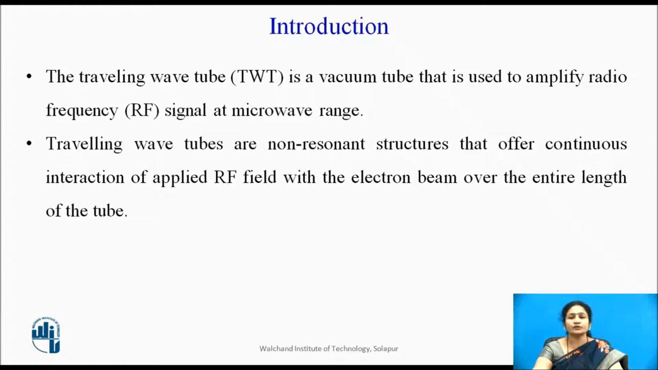In the previous video, we saw the introduction of the TWT, what the TWT is said to be, and its construction. Let us recall. The traveling wave tube is nothing but a vacuum tube which is used to amplify the radio frequency signal at microwave range, that is, in the range of gigahertz frequency.